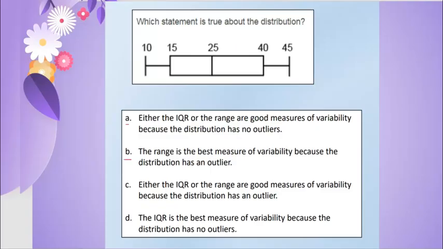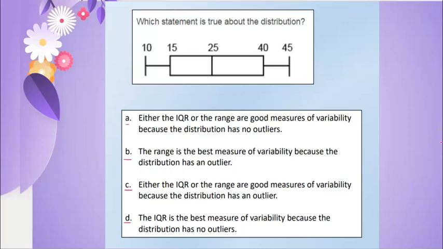B, the range is the best measure of variability because the distribution has an outlier. C, either the interquartile range or the range are good measures of variability because the distribution has an outlier. Or D, the interquartile range is the best measure of variability because the distribution has no outliers. Go ahead and answer that question.